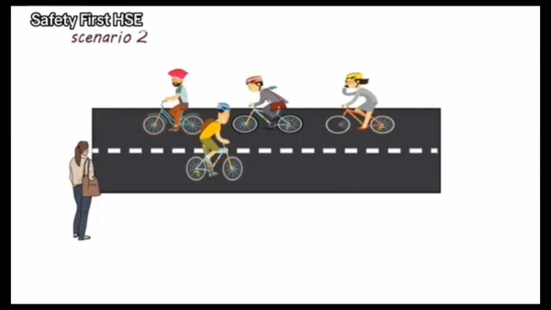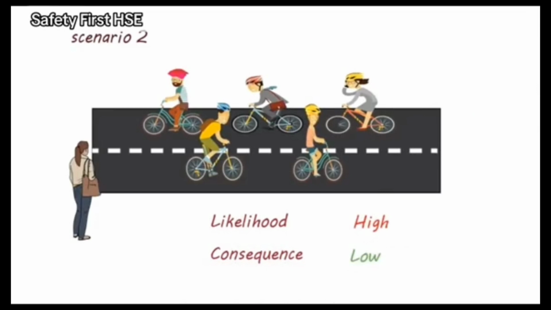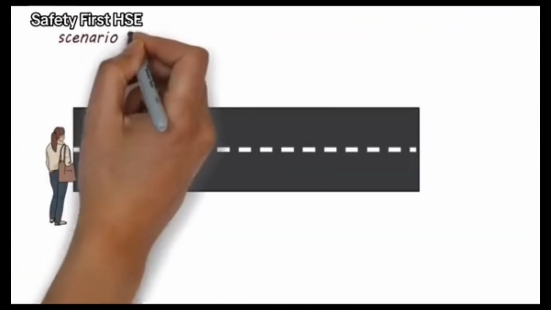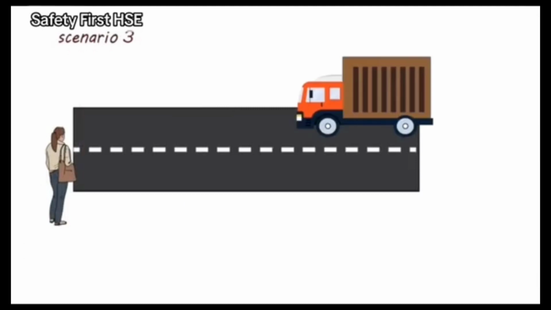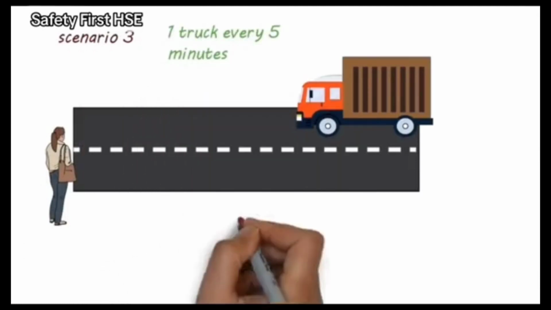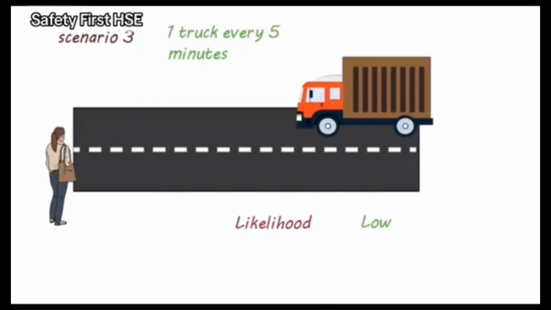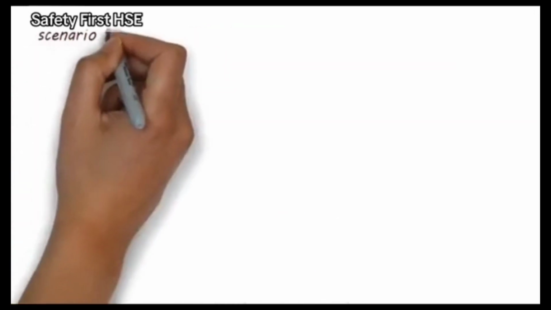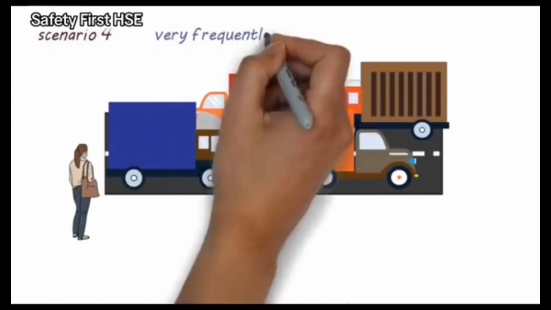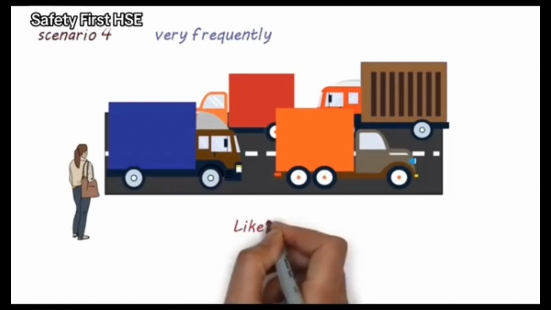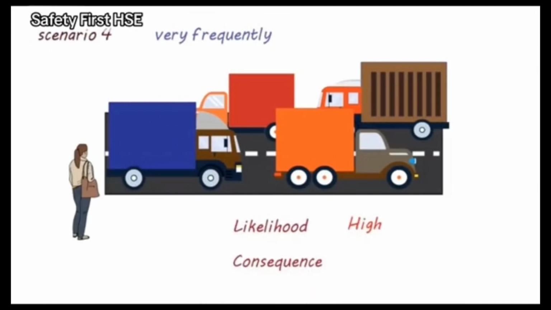Now obviously, if there are bicycles traveling more frequently, the likelihood of a crash would be higher. But the consequence, if a bicycle did crash into you, would still be low. But what if things were different? Let's change that bicycle to a truck. Now with a truck passing every 5 minutes, the likelihood of a crash would still be low. However, the consequence is far more severe. Now, imagine if it was a busy truck route and trucks were going on this road very frequently. In this scenario, both the likelihood of a crash and the consequence will be high, which means that the overall risk would be high. You wouldn't even consider crossing this road, right?